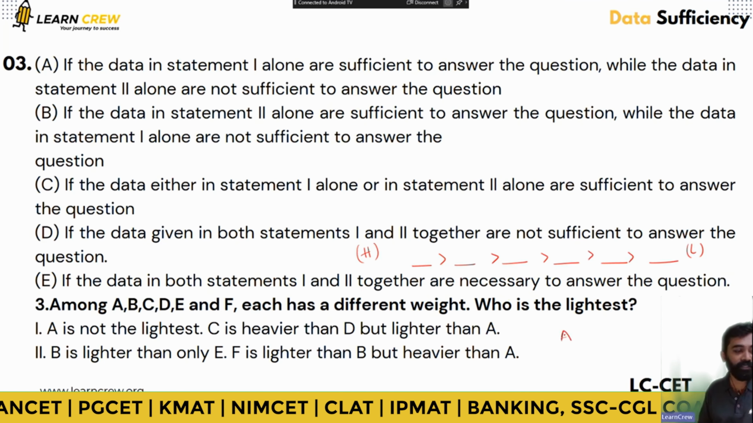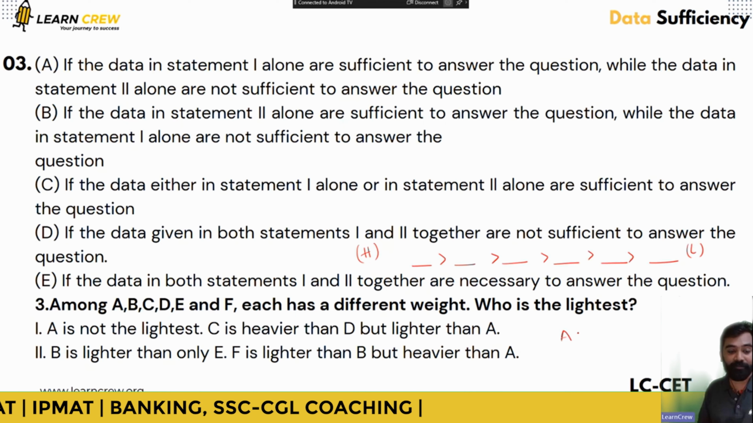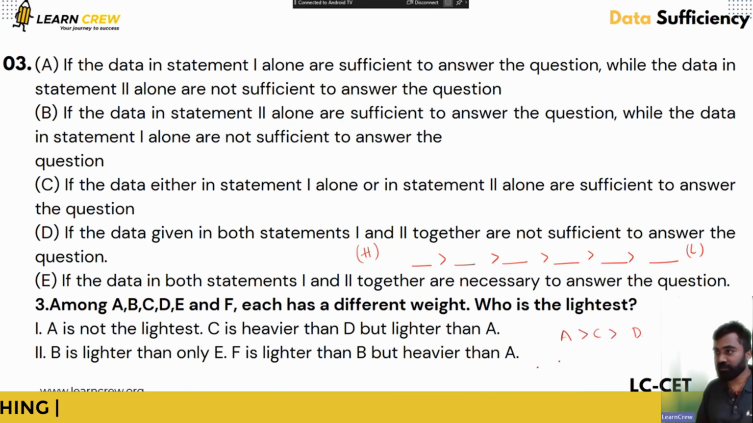C is heavier than D but lighter than E. Means C is in between. Clear? Now this is not conclusively telling who is the lightest one. Okay, fine, accepted. Go to the option number second one.